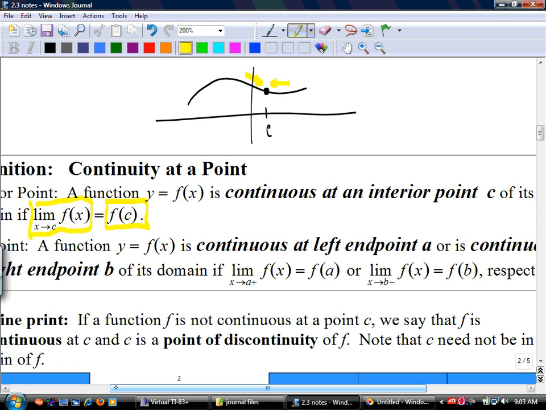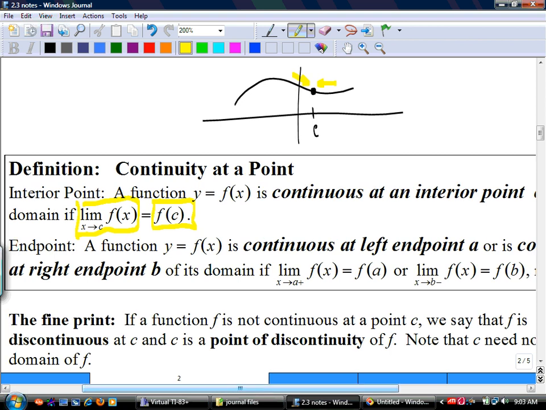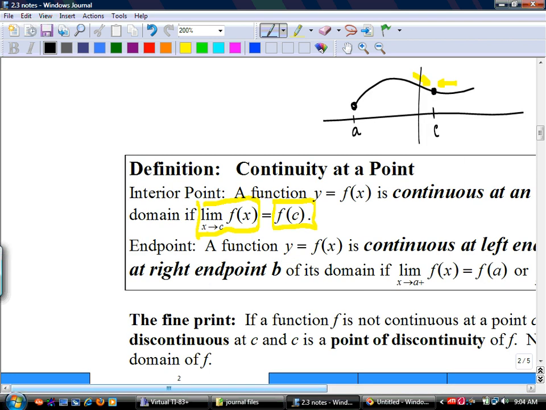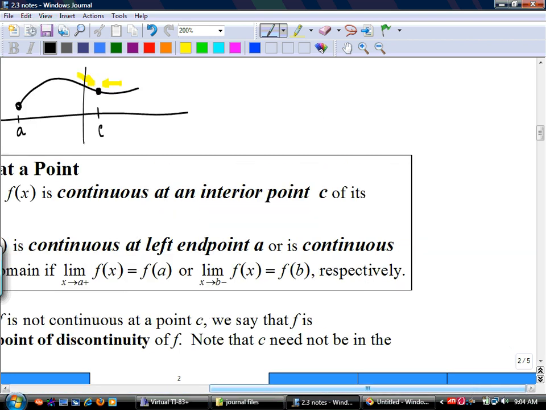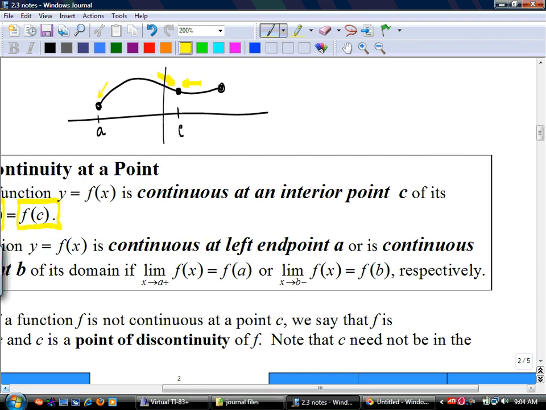Here's where we get to be a little bit funky. So, endpoint continuity. A function is continuous at the left endpoint a, or is continuous at a right endpoint b of the domain, if the limit from only one side, so as we slide into a, has to match the y value at a. And as you slide in from the other side into b, it has to match the y value at b.